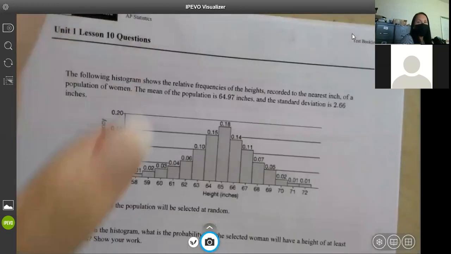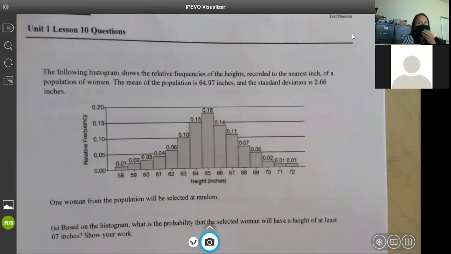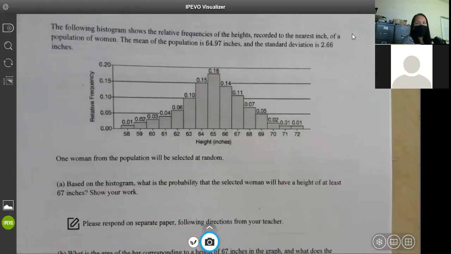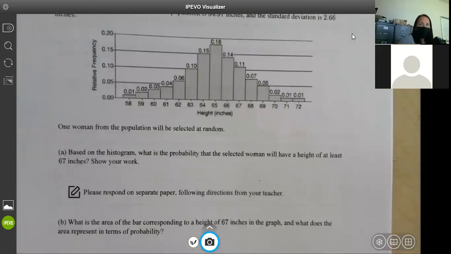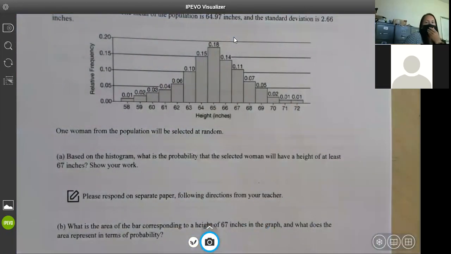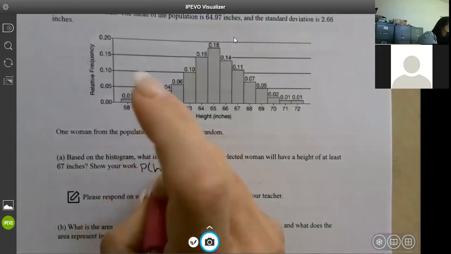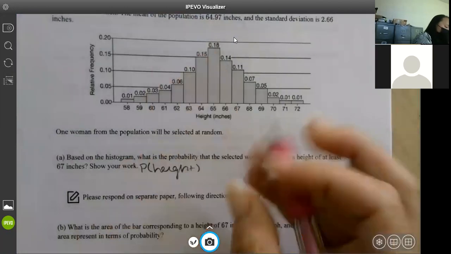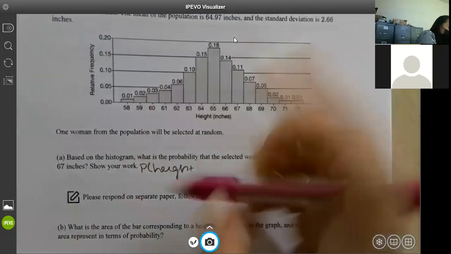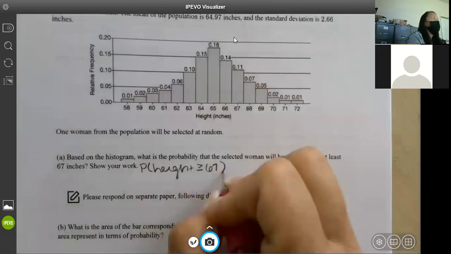So it says the following histogram shows the relative frequency of the heights recorded to the nearest inch of a population of women. The mean of the population is 64.97 inches and the standard deviation is 2.66 inches. One woman from the population will be selected at random. Based on the histogram, what is the probability that the selected woman will have a height of at least 67 inches? So we want the probability that the height is at least, so greater than or equal to 67, okay?